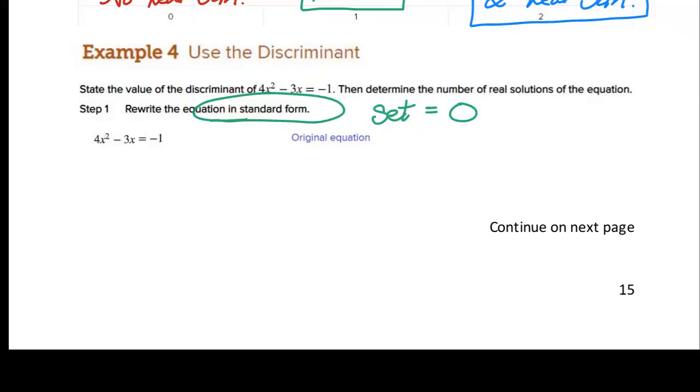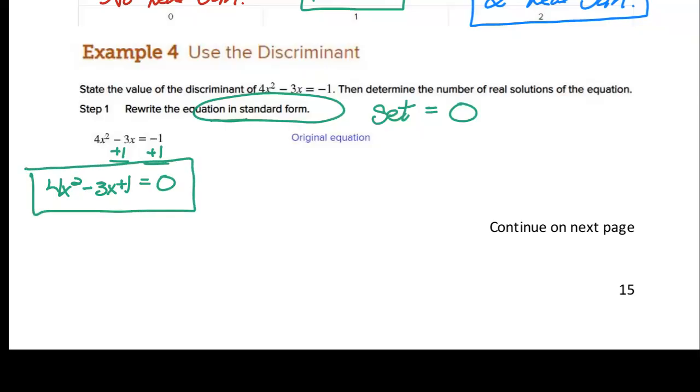Has to be in standard form, which is ax squared plus bx plus c equals 0. So that means I would need to add 1 to both sides. Negative 1 plus 1 is 0. And adding that 1 is not going to do anything to your first two terms. 4x squared minus 3x plus 1. There it is. That is standard form. Isn't that beautiful?